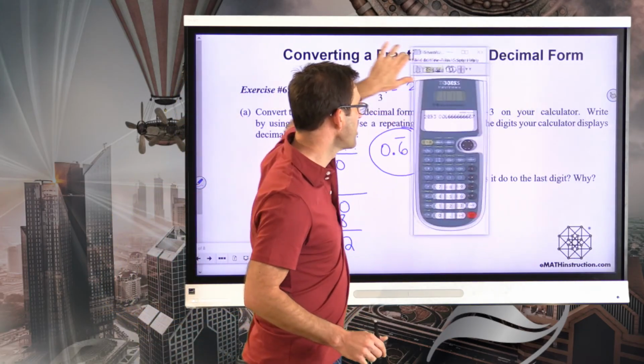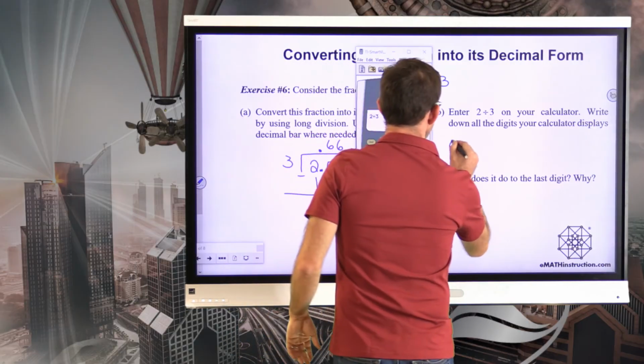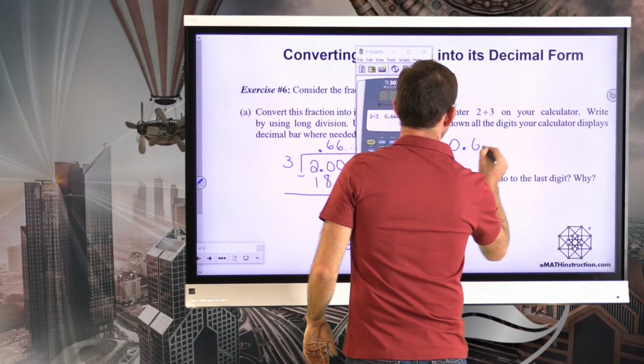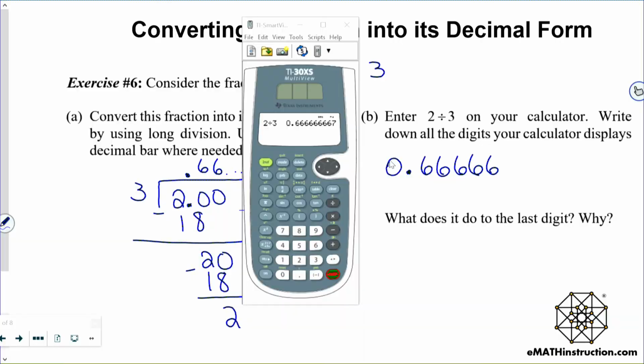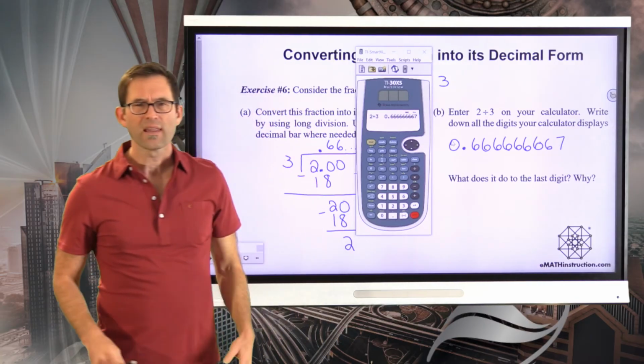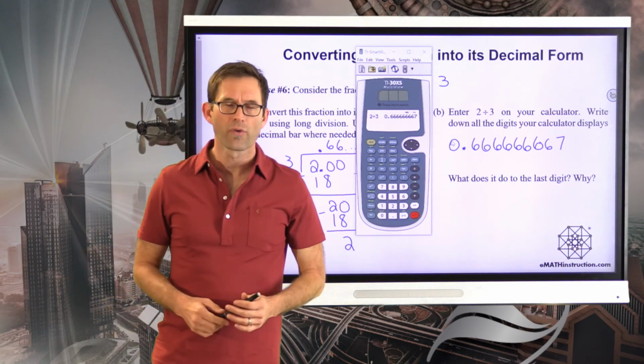And that's this kind of final part. Let me just write all of these down. 6, 6, 6. How many? 1, 2, 3, 4, 5, 6, 7, 8. And then a 7. Why is that last digit a 7? I thought this went on forever.